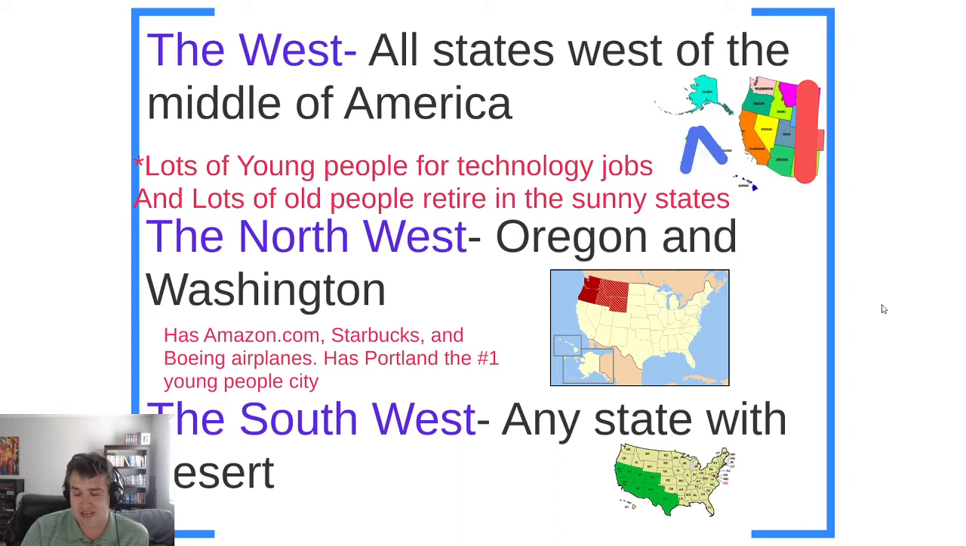There are a lot of great economic developments happening there, especially in Washington State: Amazon.com, Starbucks, the Boeing Airplane Corporation. Portland was voted the number one young people city by a magazine. It might have recently been replaced by Austin, Texas, actually. So it's definitely a happening spot. There are plenty of students I've taught in Las Vegas who say, Mr. Brown, I want to go to Washington State or Oregon. So that's the northwestern United States.